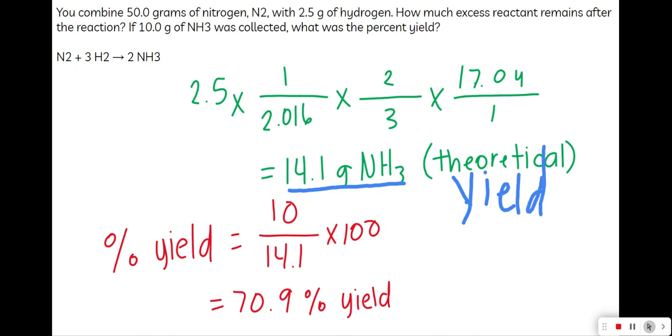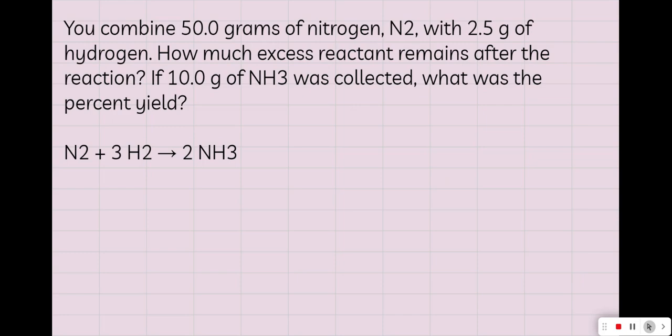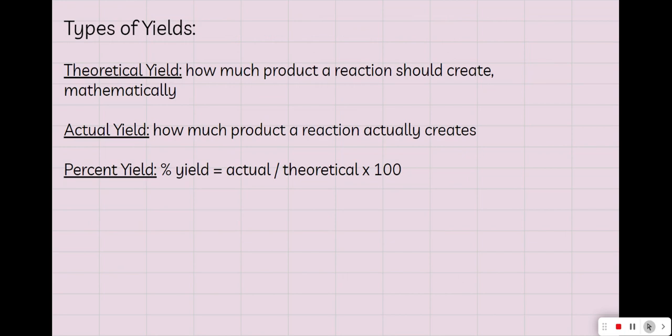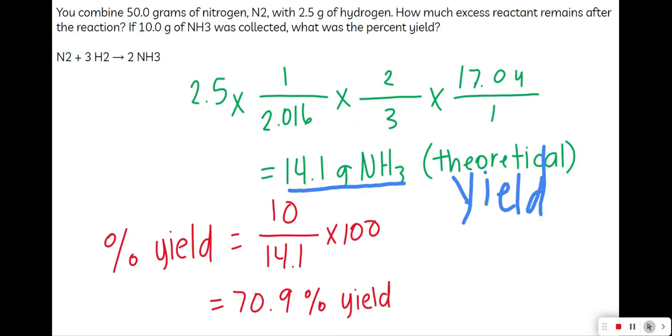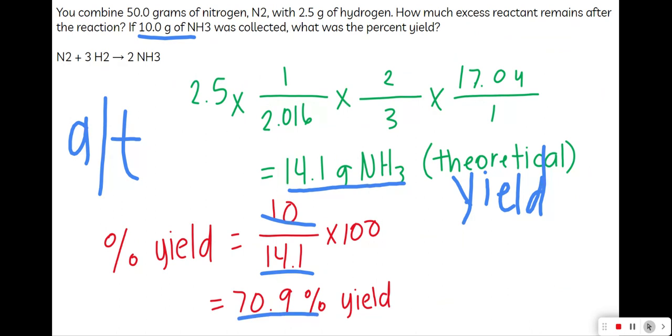What was our actual yield then? So let's look back at our formula. Our formula for percent yield is actual over theoretical. So our theoretical yield is at the bottom, and our actual is right here. We multiply it by 100, so we get 70.9%. 70.9% is your percent yield. And there we go. We answered the final part of this question.